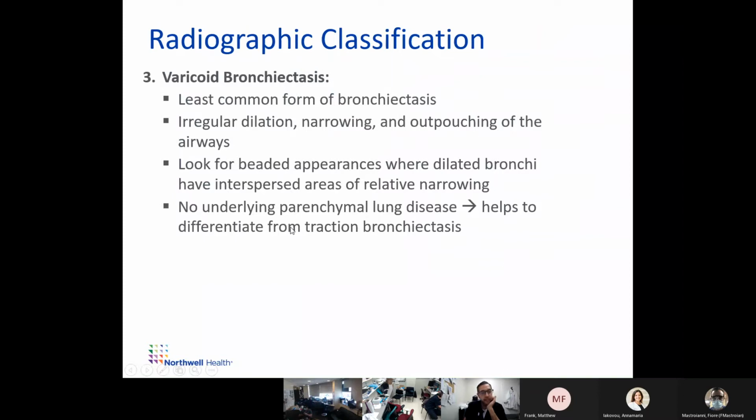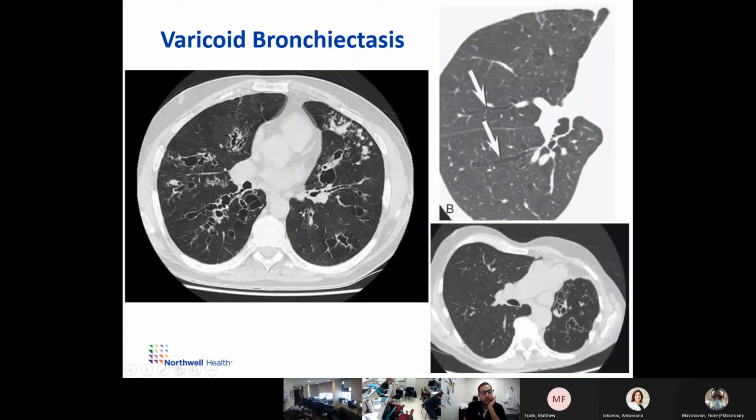So here's a nice example of these varicoid bronchi with relatively normal lung underneath. You can see here areas of mucus plugging as well. Again, here's a nice demonstration of this varicoid bronchiectasis. Some people refer to it as the string of pearls sign. You can see this beaded appearance of the airways, and it's not due to traction, but due to actual primary bronchiectasis and not a secondary process.